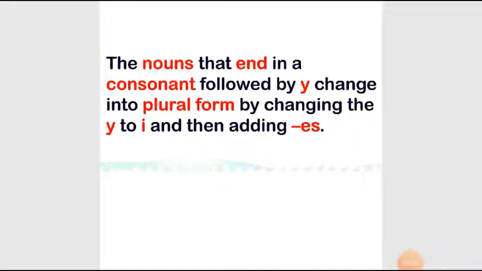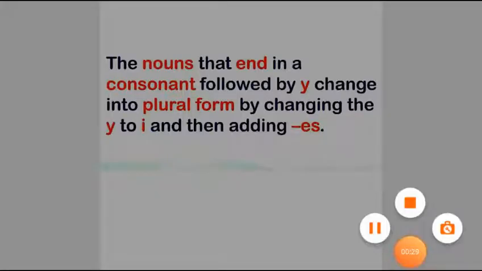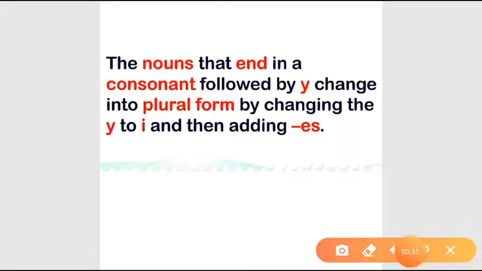So children, we have already learned two rules. The first one was we just simply add s to the words to make it plural. Second, we add es to the words which end with ch, sh, o, s, double s, z, x, right? So these were the two rules we have already studied, and now we are going to study a third rule. So let's start it now.